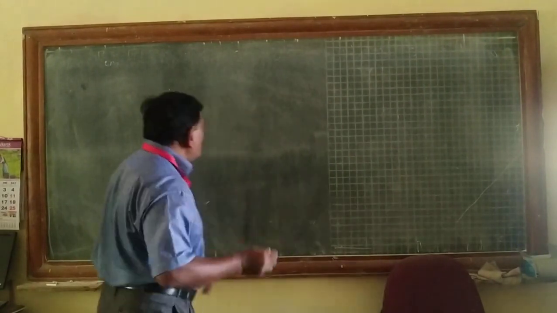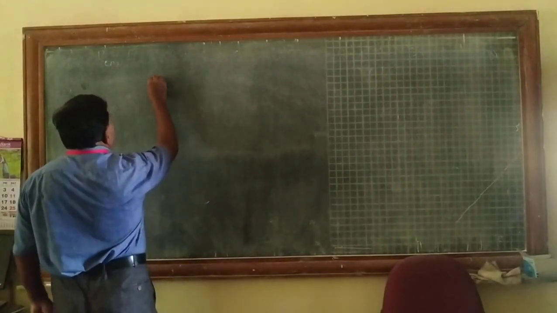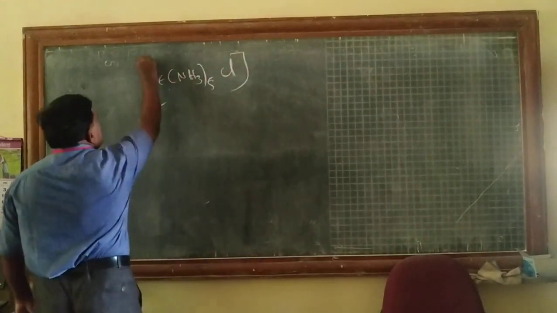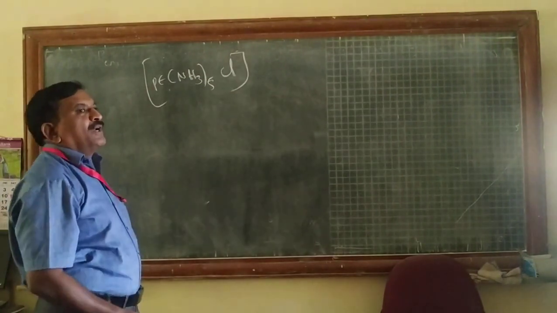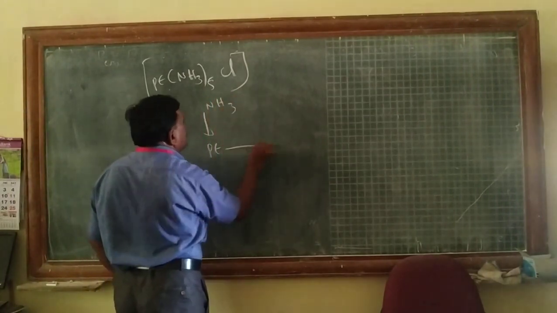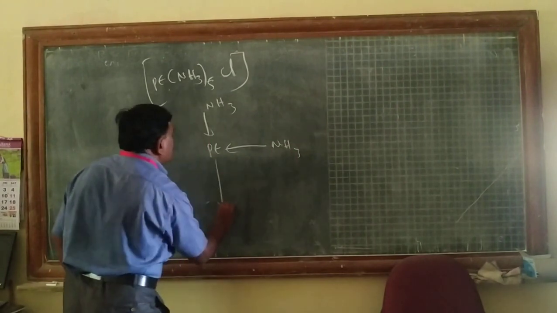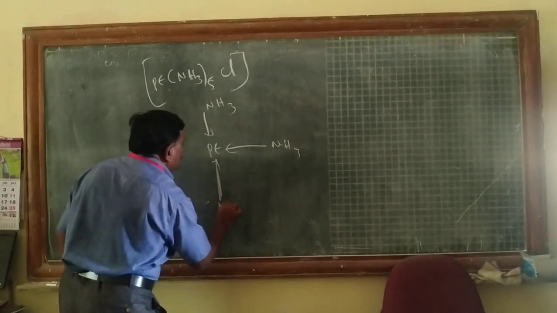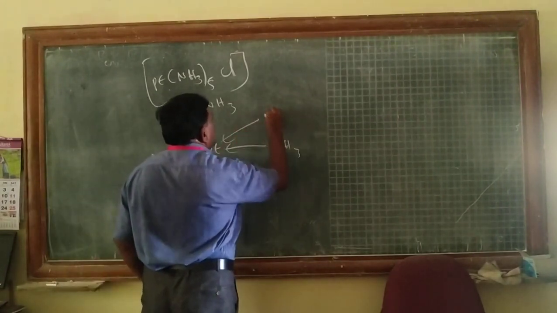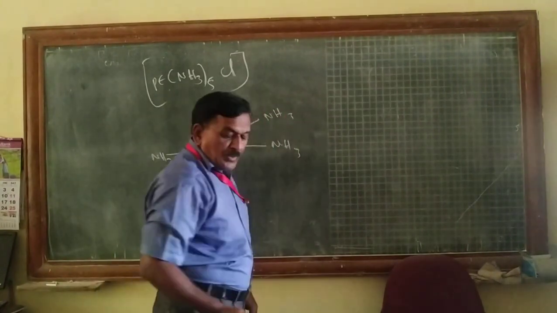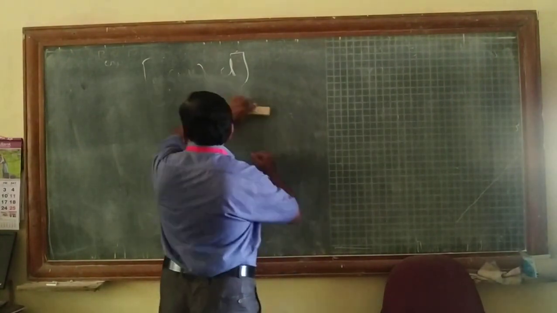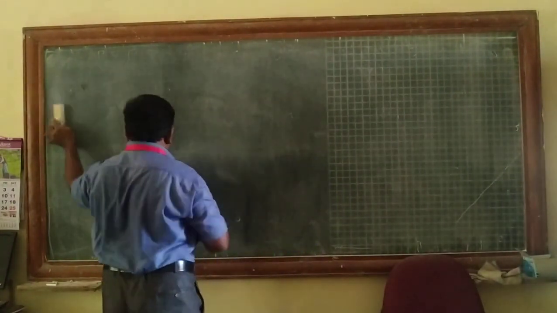Suppose I write another compound, Pt(NH3)5Cl. This is also another coordination compound. Here we have Pt, and NH3, NH3, NH3, NH3, NH3. Like this, they will write these coordination compounds. All of these are coordination compounds.